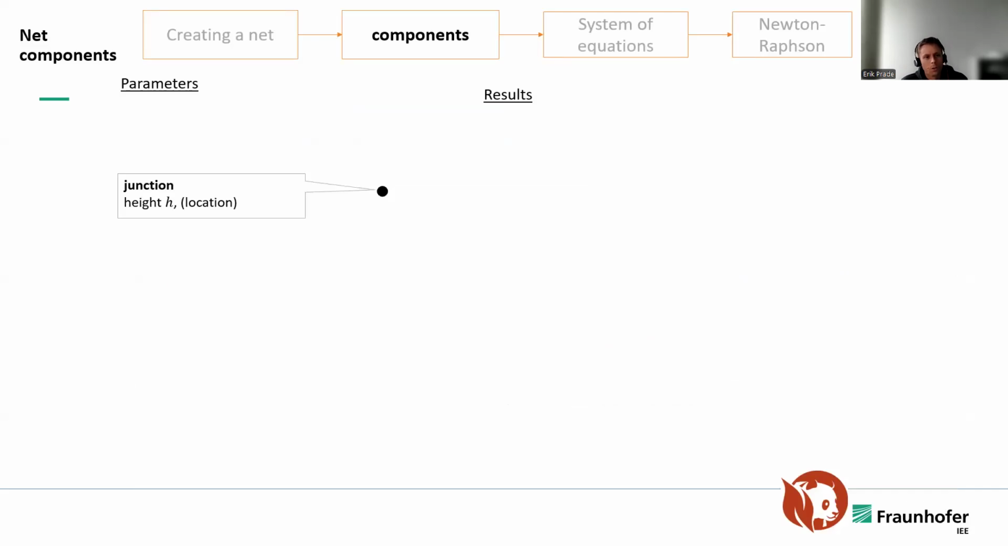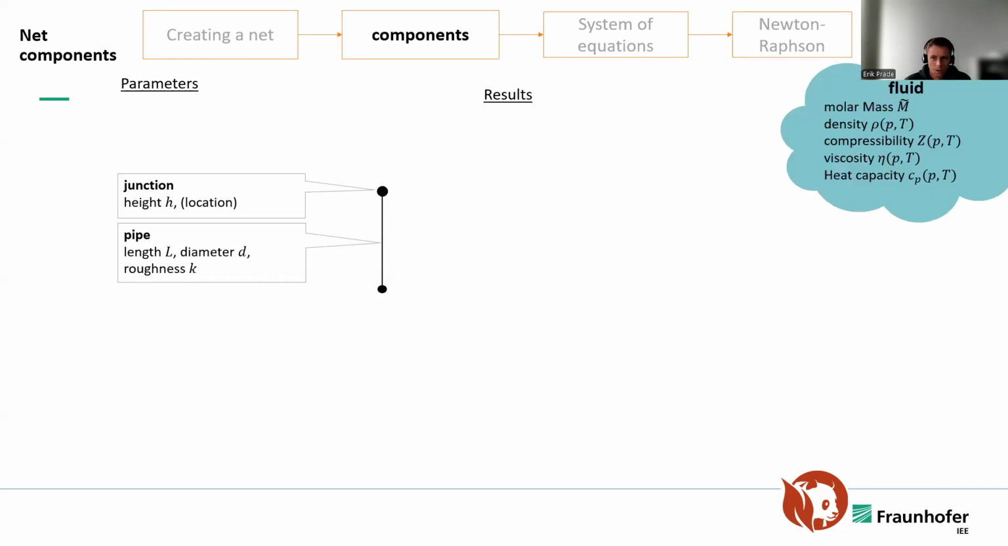And now a short overview of components which can be modeled. I think the most important components are the junctions and the pipes. Interesting parameters here are height for the calculation of pressure losses between those junctions, and a pipe with the length, diameter, and roughness, which is also relevant for the pressure loss calculation. Then for the fluid, which I just mentioned, we also have the relevant parameters in our standard type library, for example, density, viscosity, and heat capacity.